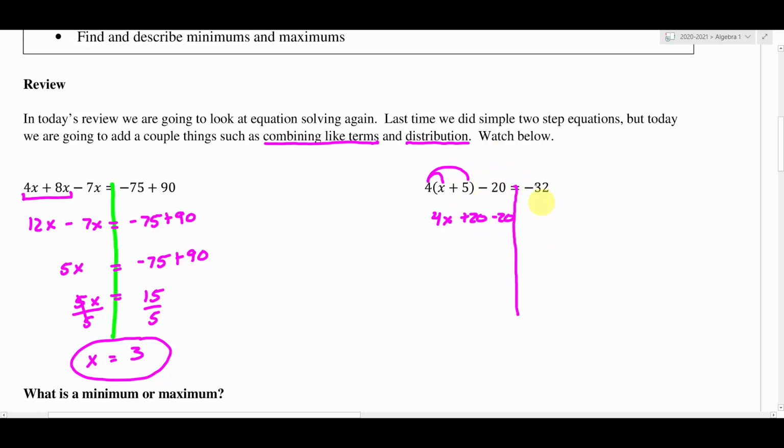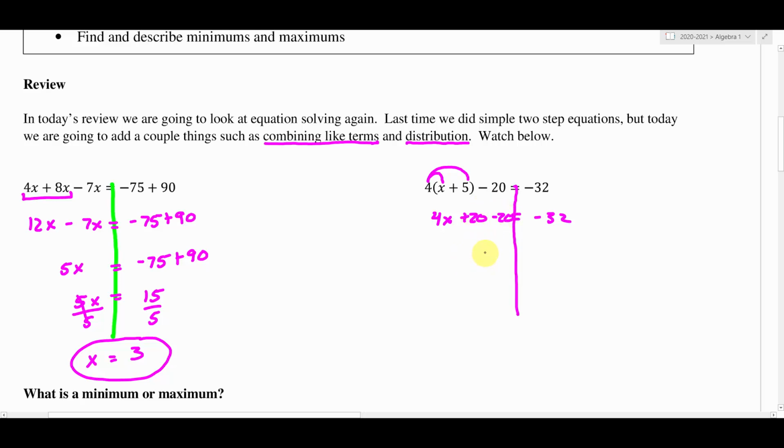Okay. And then I didn't do anything on the right-hand side yet, so I'm just going to say equals negative 32. All right. And now the parentheses are gone, but I'm going to reevaluate, and I'm looking for anything that I might be able to combine on either side of the equation. So over here I have a positive 20 and a negative 20, and these are like terms, just like what we had over here, so I'm going to combine those. A positive 20 and a negative 20 combine to be 0.